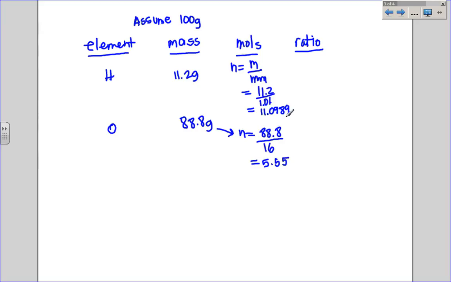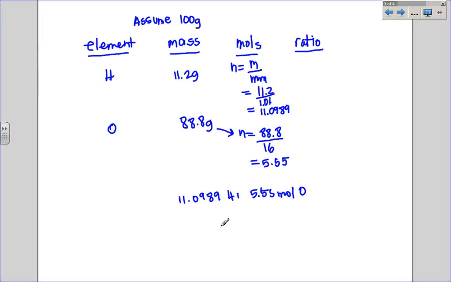So for every 11.0989 moles of hydrogen, I have 5.55 moles of oxygen. Now, as you know from chemical formulas, we always use whole numbers because we want to see the ratio of the individual atoms to one another. So our next job here is to convert this ratio into a whole number ratio.